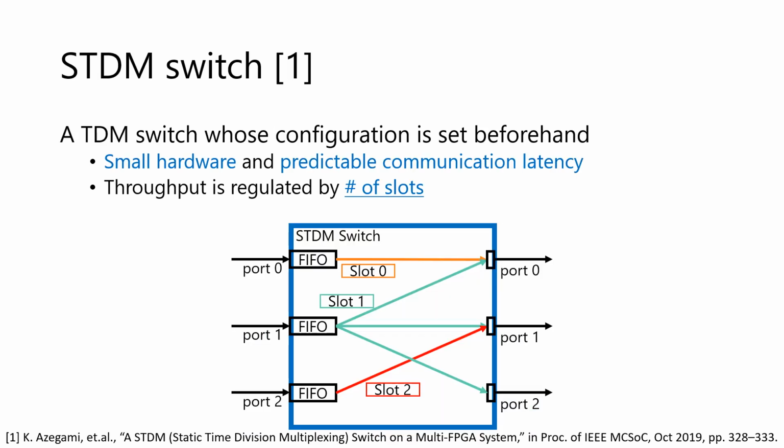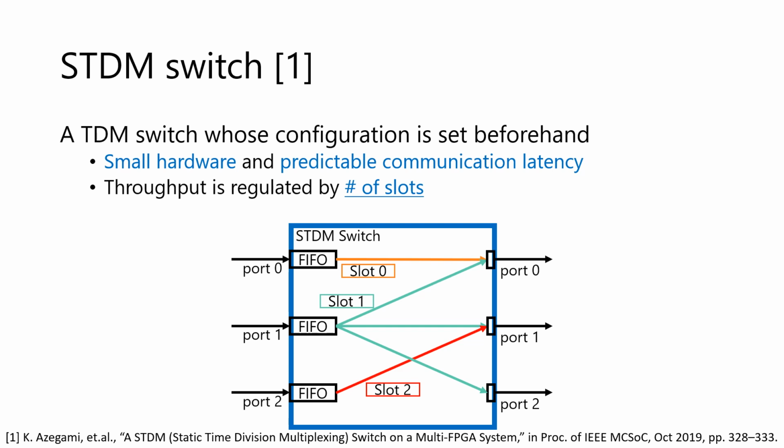An STDM switch is a TDM switch whose configuration is set beforehand. In FiC, STDM switches are used as network switches. Its properties are small hardware and predictable communication latency.